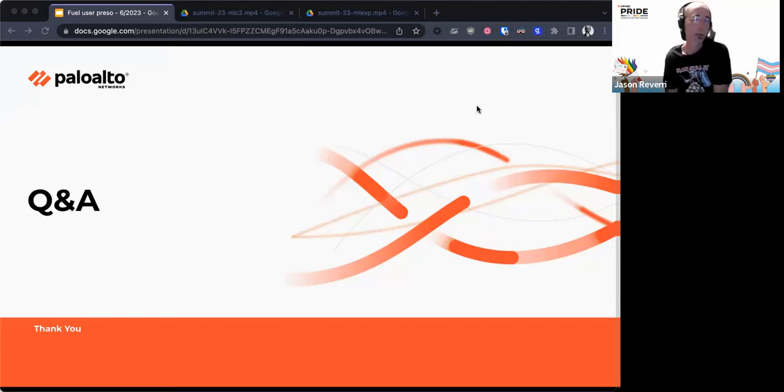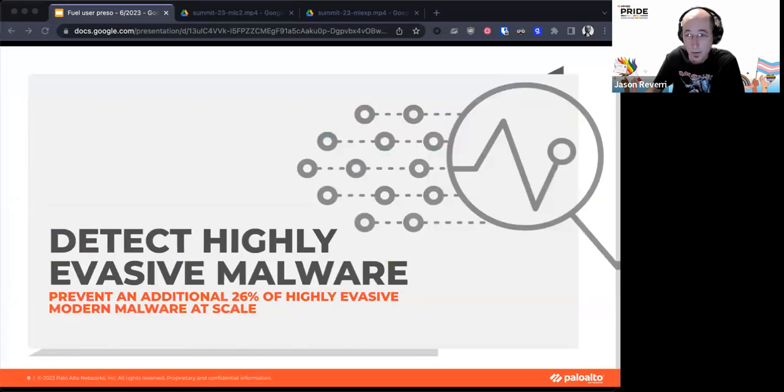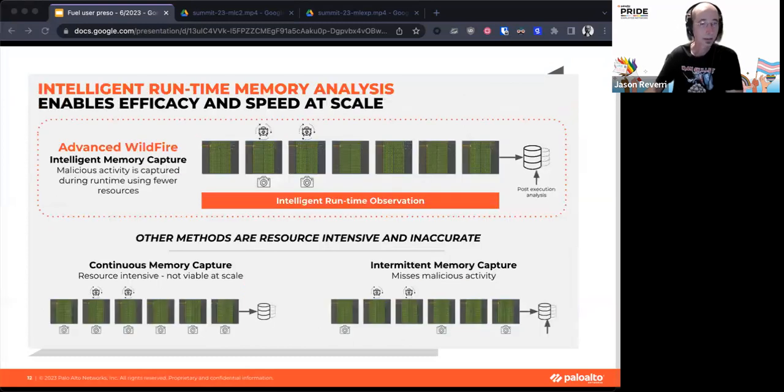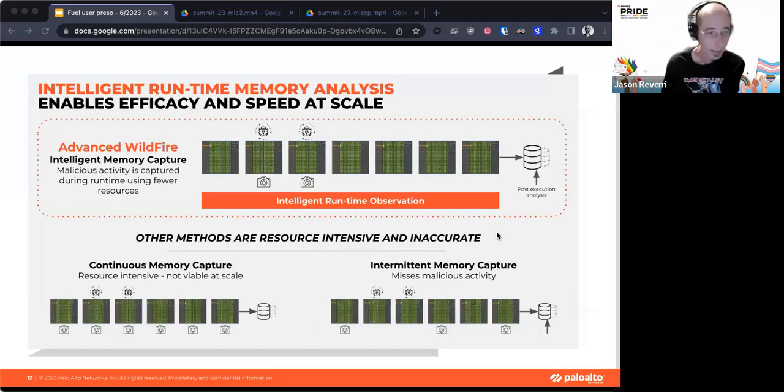So what's the difference between intelligent and continuous memory capture? They look the same. So let's see. Going back to that slide. I think that's the one. Right. So what's the difference, right?